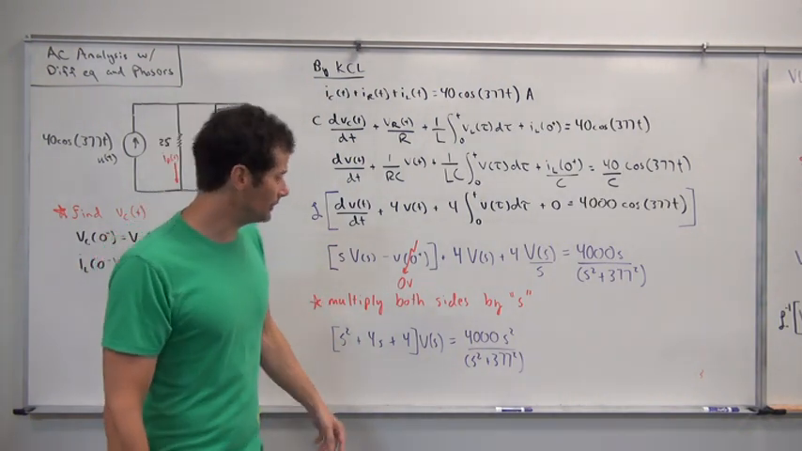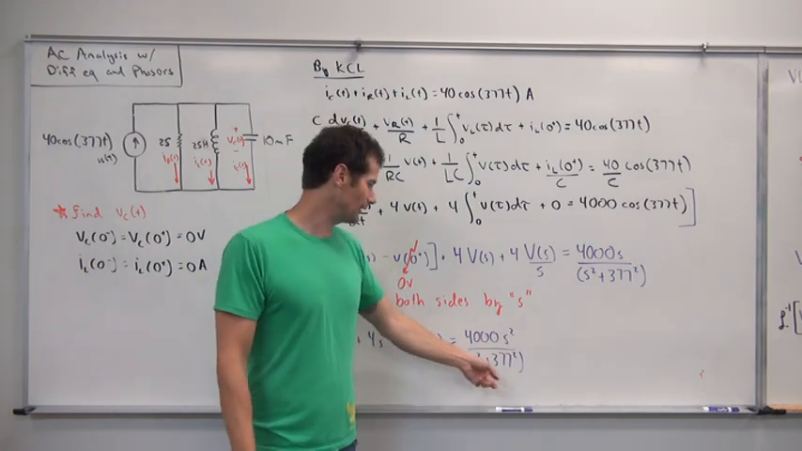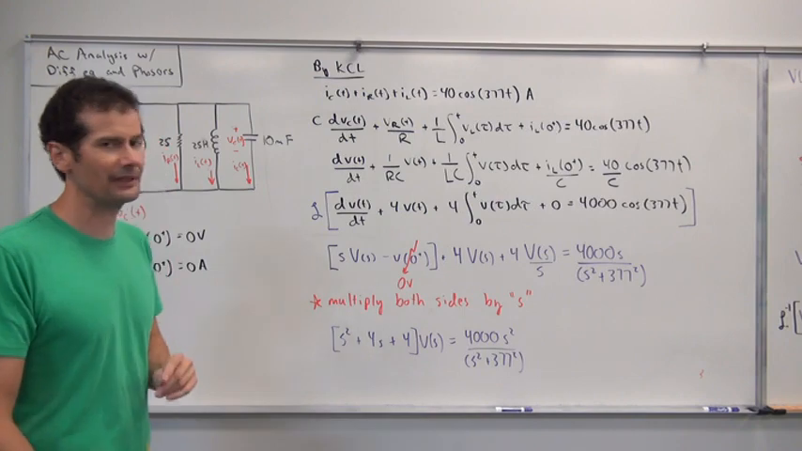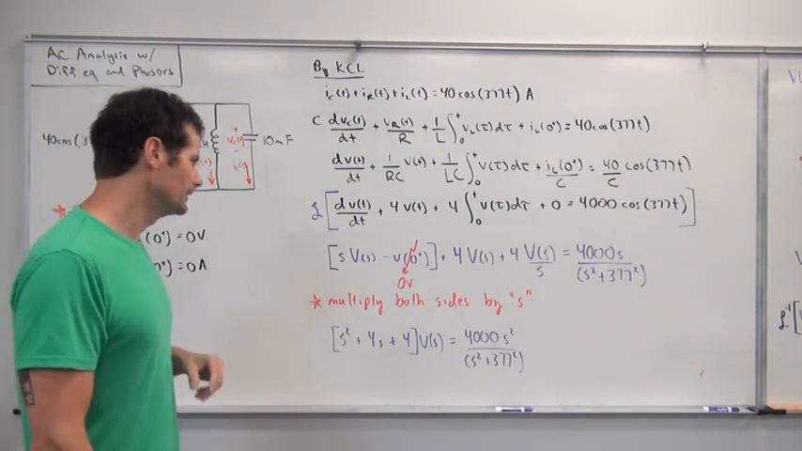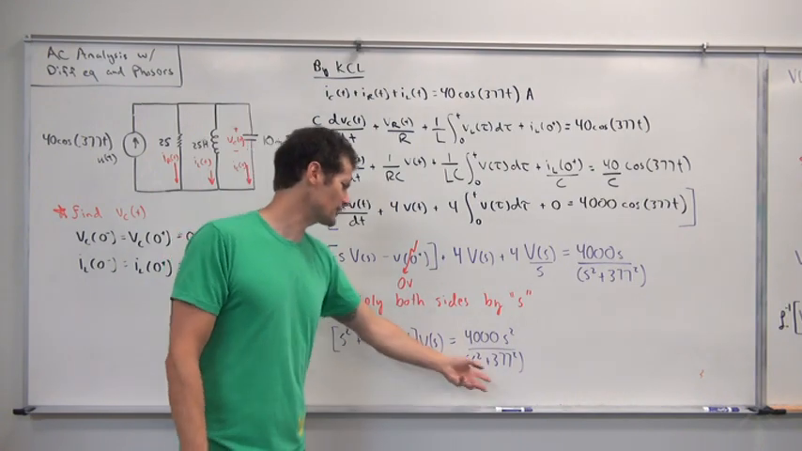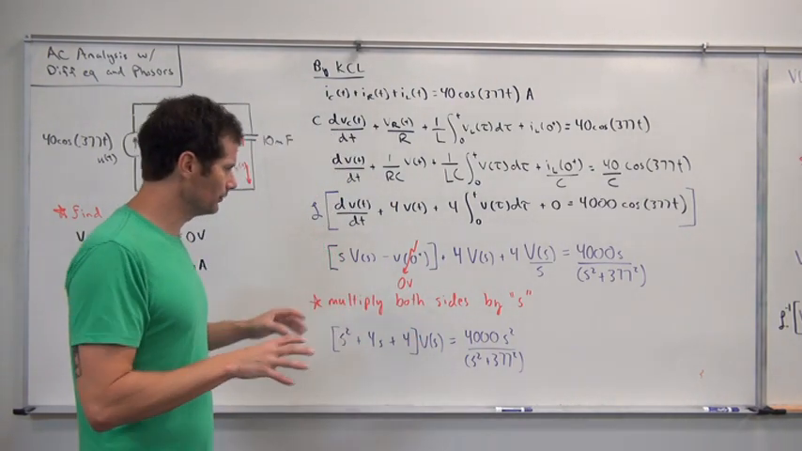Note here, I'm leaving this in terms of 377 squared, and I'm doing that on purpose because it's going to help us later when we take the inverse Laplace transform, and it doesn't really do much for us until we're developing our matrices. So I just leave it in that form just to keep things cool.